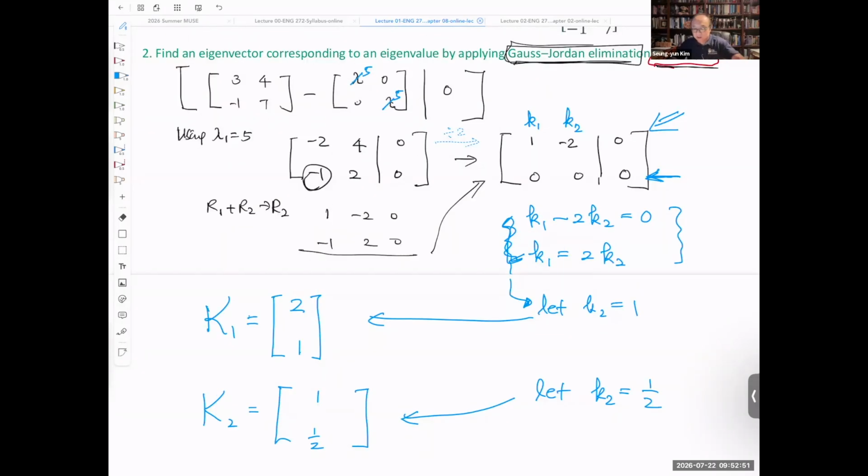Good. I forgot to mention that you can use any values of k2 to get the capital K1 and k2, except 0. 0 is not allowed. You cannot let k values be 0. You can use a negative value, you can use a negative fraction, you can use 1. Okay.